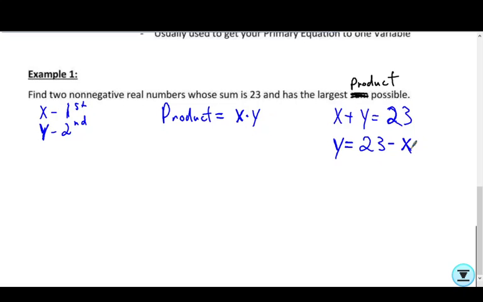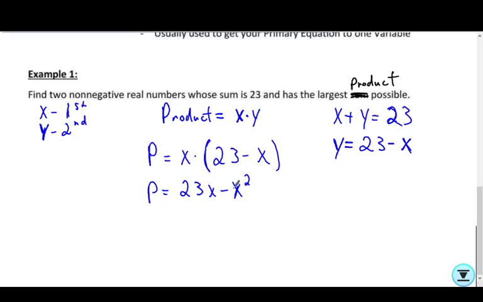Okay, so I'm going to rewrite my primary. I'm going to say product equals x times, and now y is 23 minus x. So now my primary equation is in terms of one variable. So I'm going to simplify. So my product is 23x minus x squared. Okay. Now that I have it in terms of one variable, now I'm going to optimize it. I'm going to find the maximums or minimums.